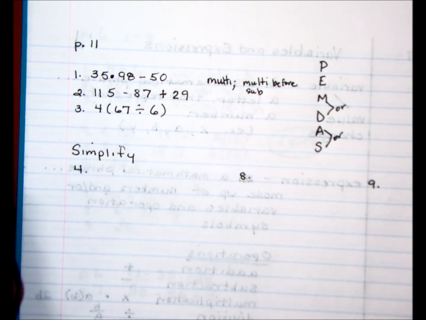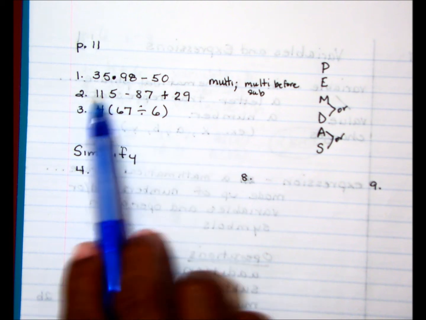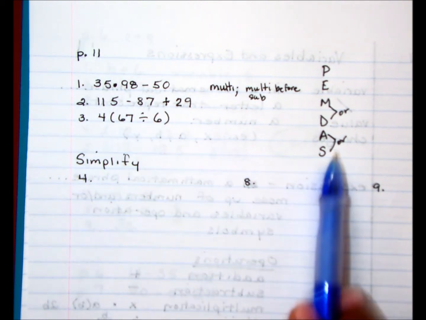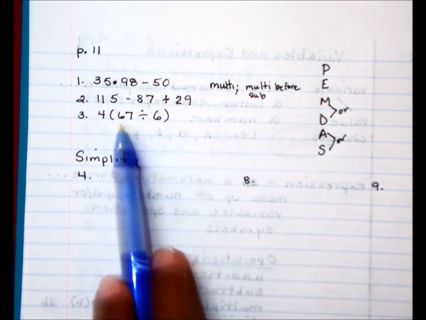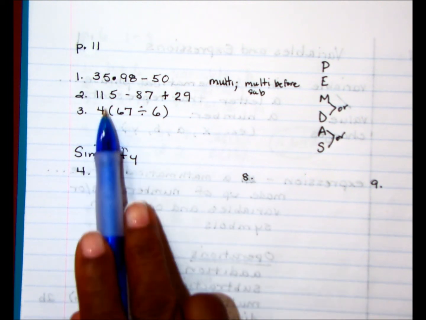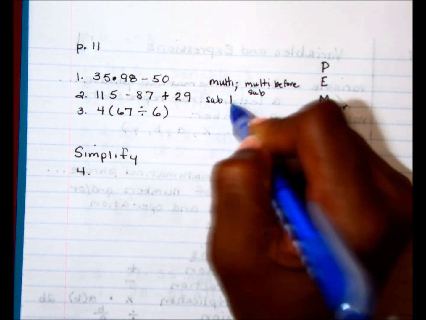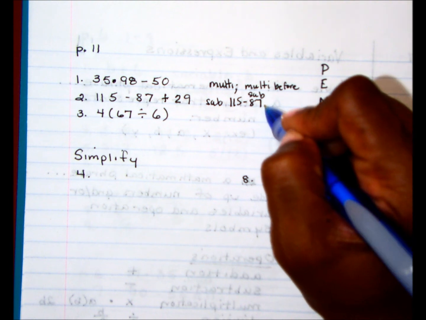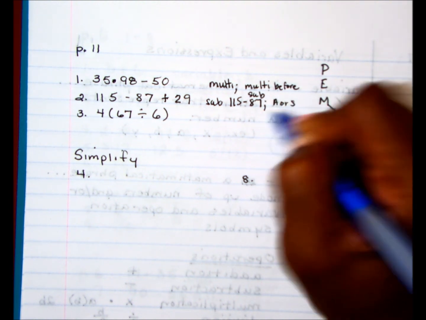115 minus 87 plus 29. Well, it says to do addition or subtraction left to right. So it's really important that even though the subtraction is first, and in PEMDAS you see addition second, it's addition or subtraction left to right. So we would simply subtract 115 and 87, because it's addition or subtraction left to right, the way we read.